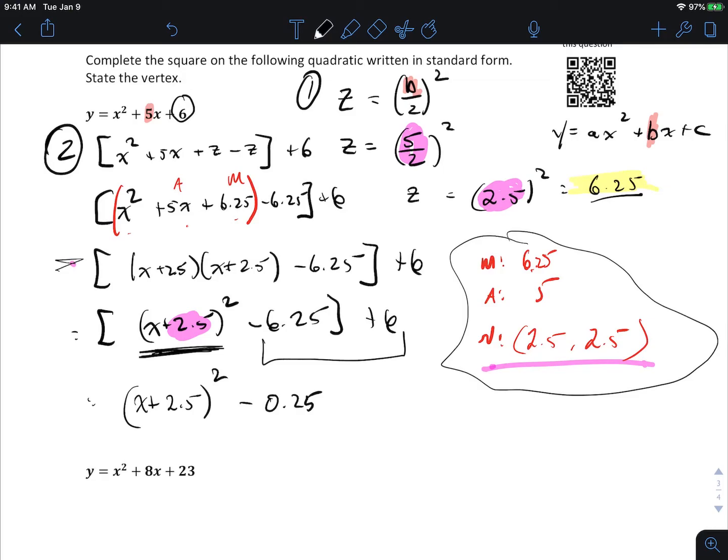So once I get it into vertex form, I can read off what the vertex is. It says, okay, so I get a, therefore is it opening up or down? Up, so I get a minimum, right? So therefore, minimum of negative 0.25 when x equals negative 2.5. Right? Because the vertex is what? If I were to write the vertex out.